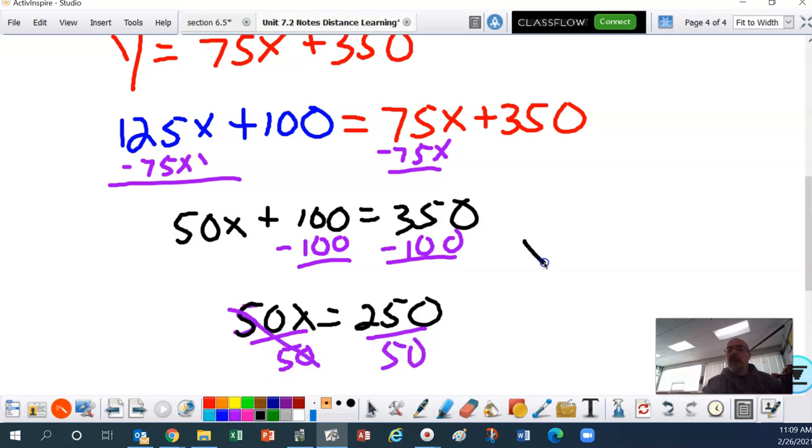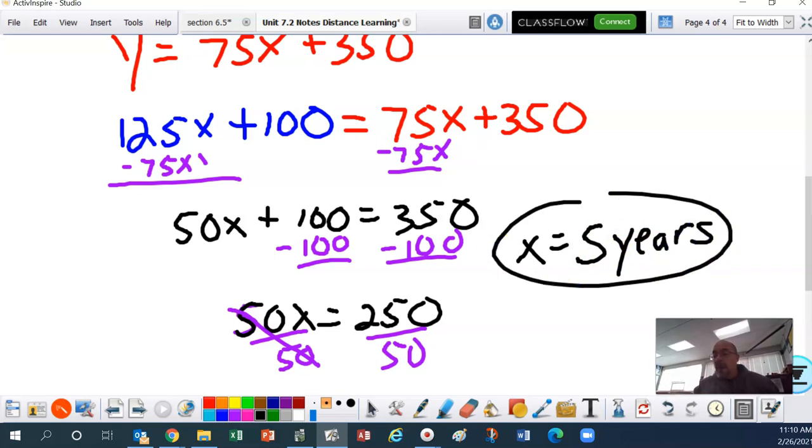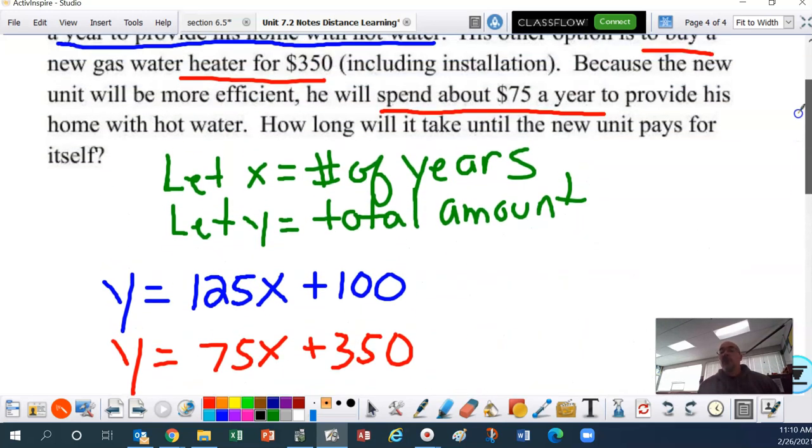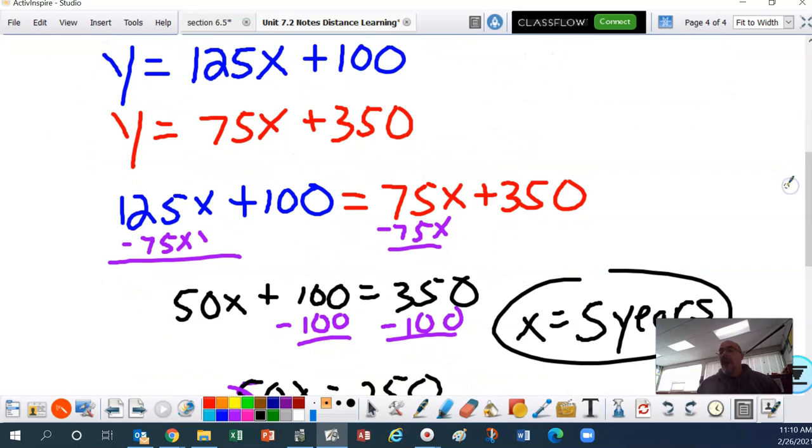And I find out that x, again, this is how many years it will take until it's the same amount. Well, let's see, 50 goes into 250 1, 2, 3, 4, 5 times. Yep, 5 times. So in 5 years, it'll be the same amount. So if you fix it or you get a new one, that's when they end up being the same amount, 5 years. How long will it take until the new unit pays for itself? Well, I guess that is the answer. 5 years.